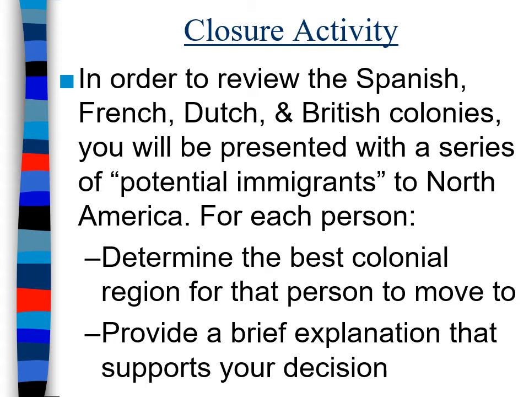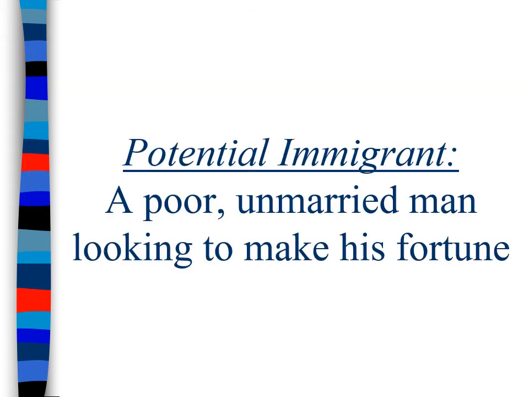So really think about this in the sense of trying to synthesize information, because the AP organization will do this on the multiple choice section where they'll say, which one of these individuals will most likely believe this thing? So we're kind of reverse engineering that. For example, we're going to take a look at our potential immigrant number one. Our first individual is a poor, unmarried man looking to make himself rich, looking for his fortune.